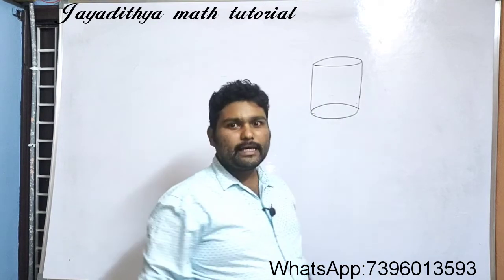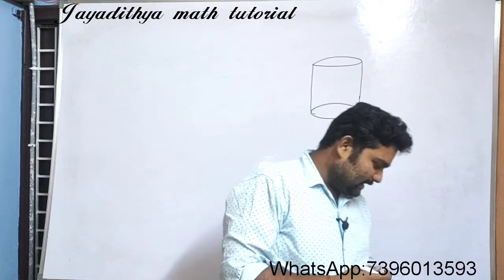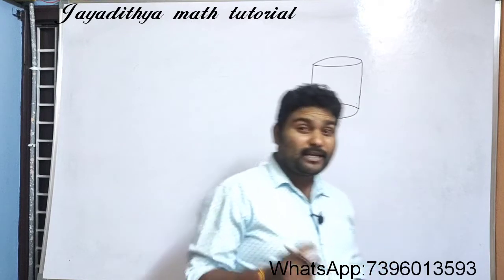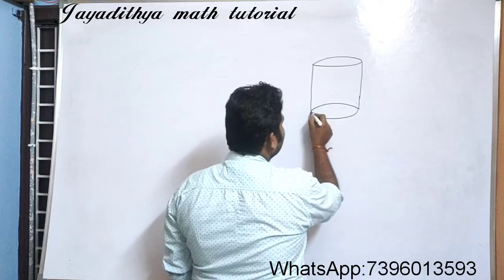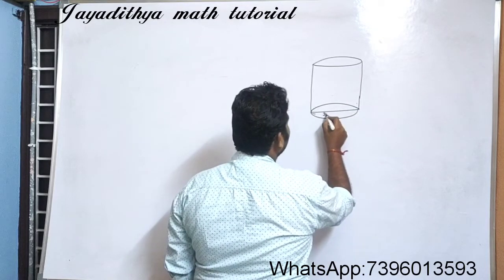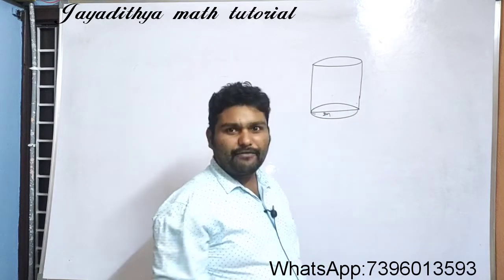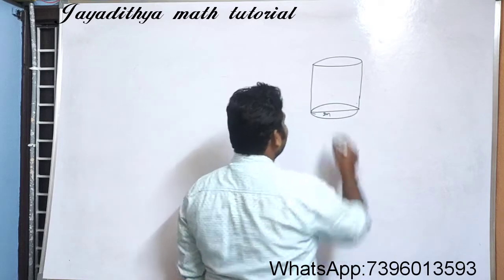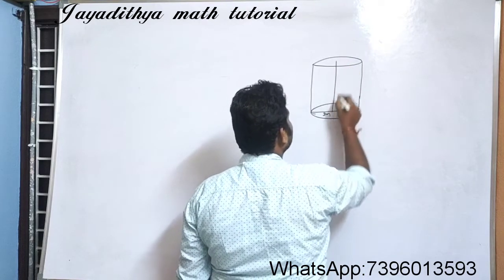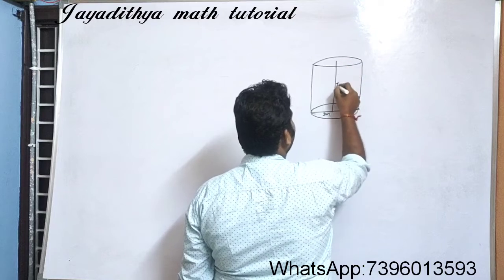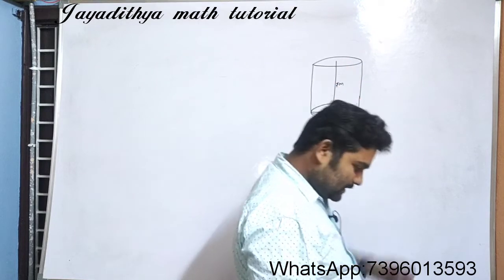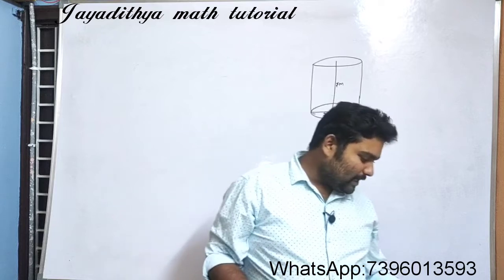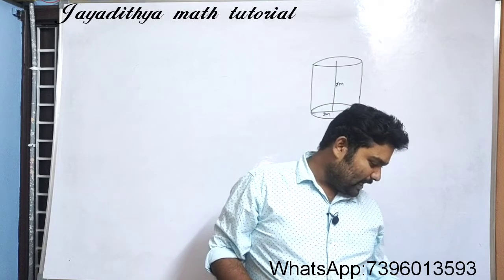So the oil drum is in the shape of a cylinder and has the following dimensions. The diameter is given as 2 meters. The radius will be half of it; we want the radius actually. And next, its height is given as 7 meters.